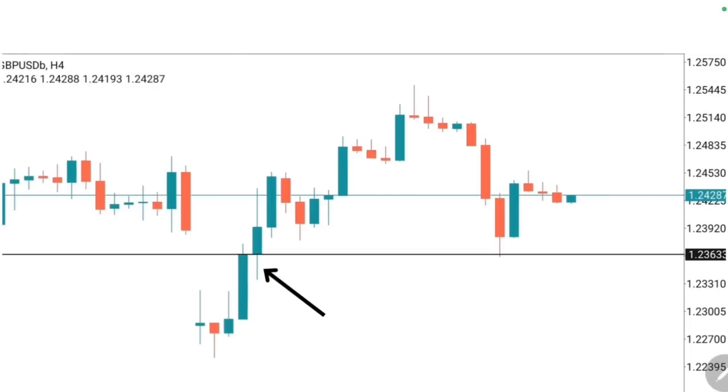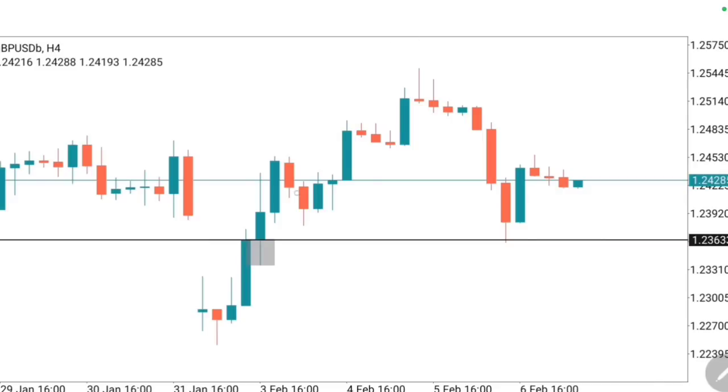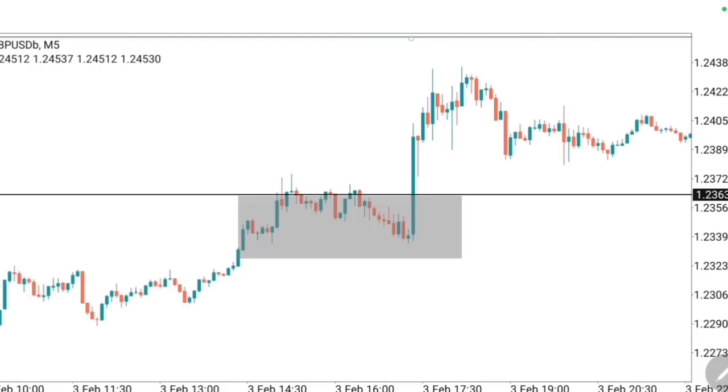So you place a horizontal line. You place it once the H4 candle has closed and a new H4 candle has started forming. Then you shade the area as I've done here, and step down to the 5 minutes time frame. On the 5 minutes time frame, this is the intersection of the previous H4 candle and the current H4 candle that is forming.